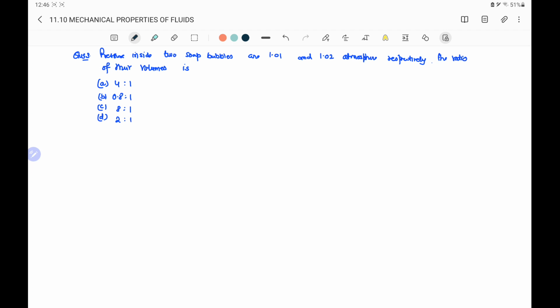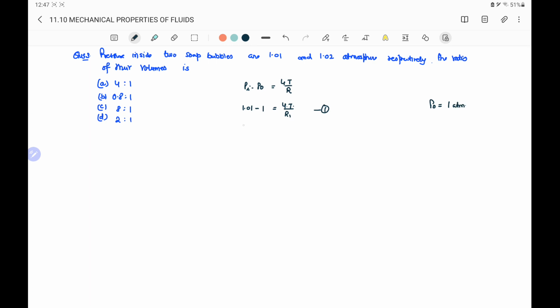Next question is, pressure inside two soap bubbles are 1.01 and 1.02 atmosphere respectively. The ratio of their volumes is. For an air bubble which has two interfaces, we can write that Pi minus Po, this is the pressure difference inside the bubble and outside, will be equal to 4 T by R, where T is the surface tension and R is the radius of the bubble. In first case, inside the pressure is 1.01, where outside is the atmospheric pressure which is 1. It will be equal to 4 into surface tension into radius R1. This is the first case, where we have taken the outside pressure equal to 1 atmosphere.